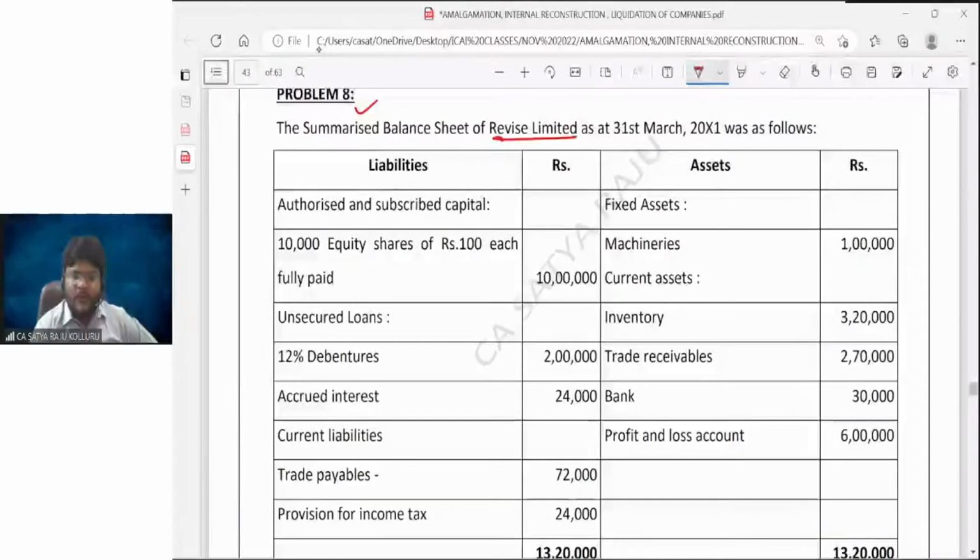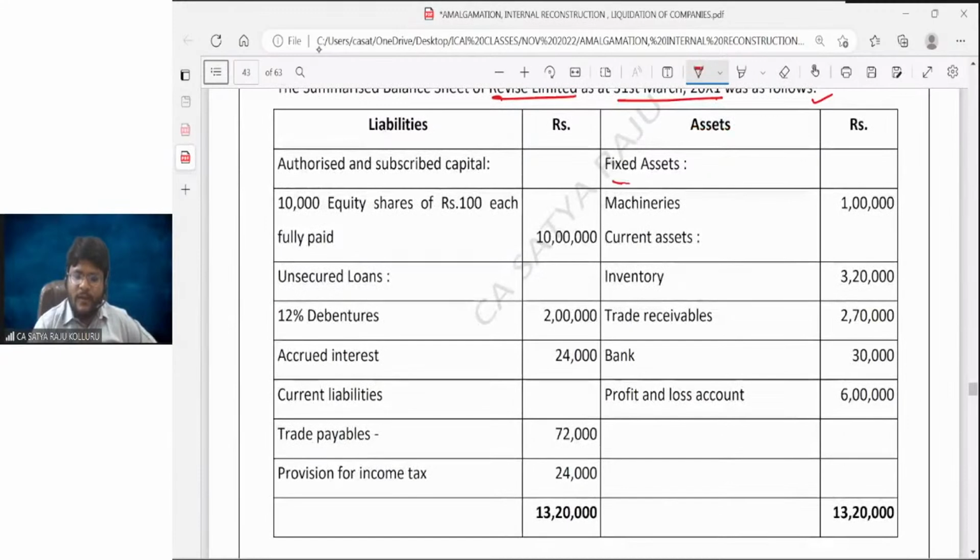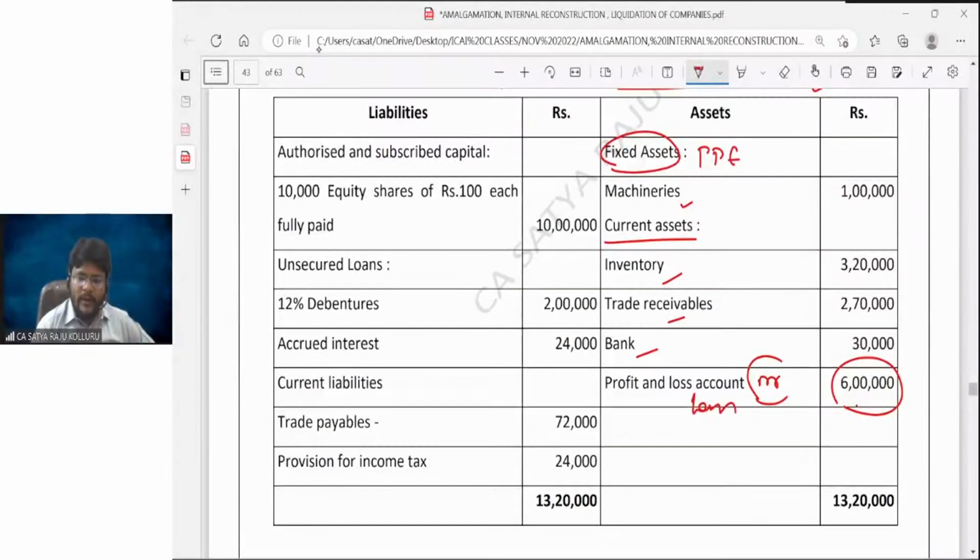The summarized balance sheet of Revise Limited as of 31st March 2011 was as follows. Fixed assets are nothing but PPE. Machineries given. Current assets, inventory, trade receivables, bank, and P&L account debit balance, which is loss, were given as usual. Come to liabilities, authorized share capital, 10,000 equity shares of rupees 100 each, given at 10 lakhs, which are fully paid up. Paid up capital and authorized capital both are same here. Unsecured loans, 12% debentures given, accrued interest is there. Current liabilities, trade payable, provision for income tax given.